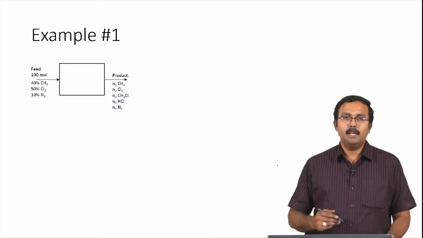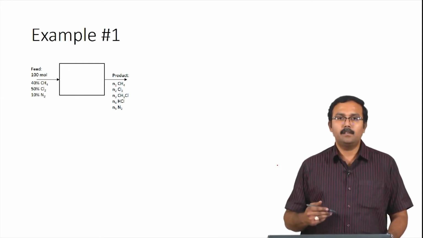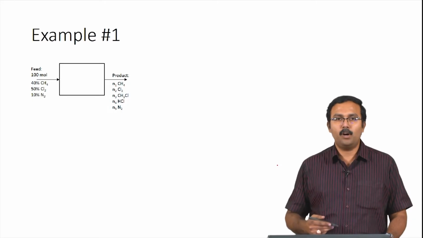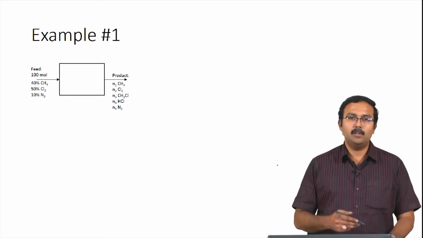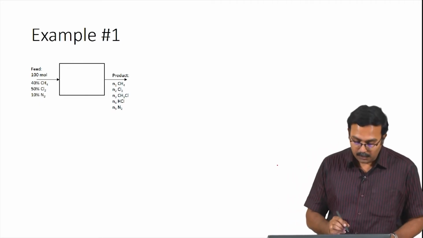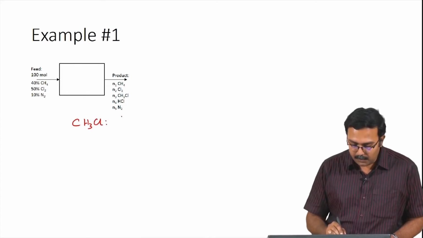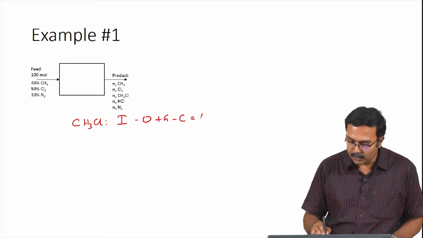Now that we have calculated the outlet streams for both the reactants, we will start with the other products which are formed during this reaction and also the inert which is entering and leaving the reactor. So, now we will write a balance equation for CH3Cl. Again, we will start with input minus output plus generation minus consumption equals accumulation, and accumulation goes to 0.